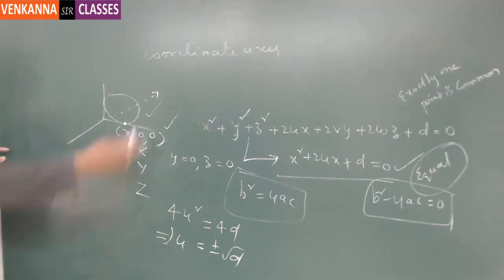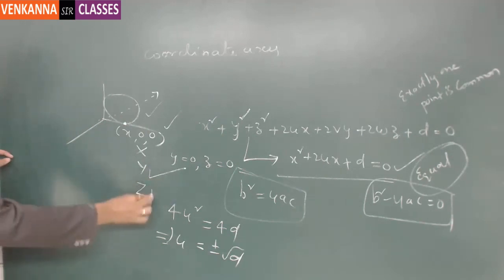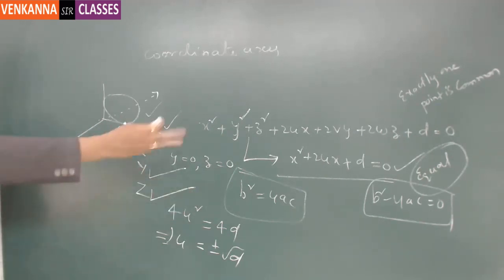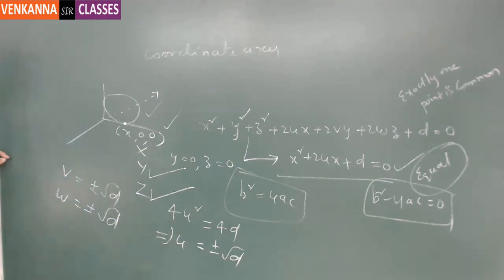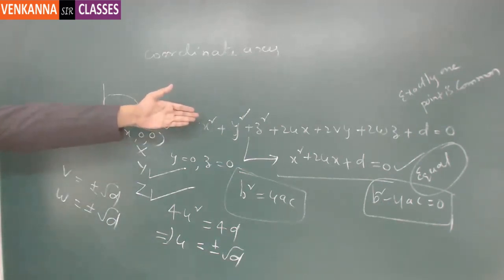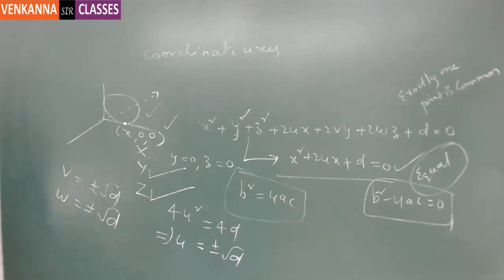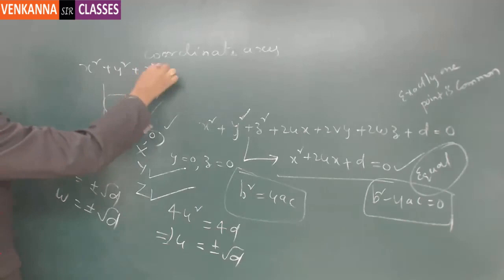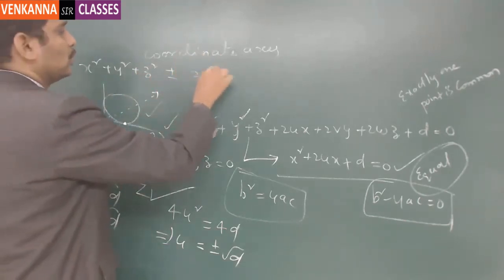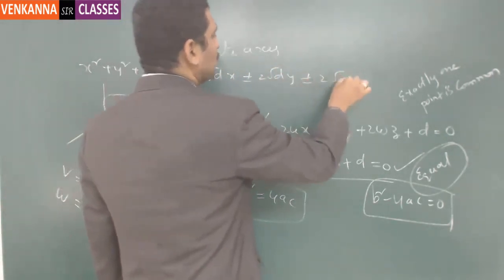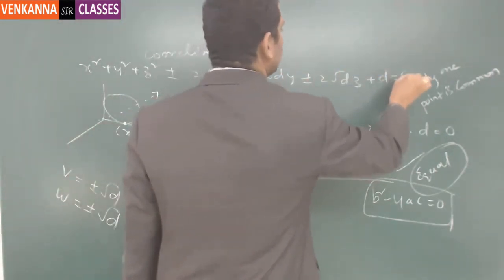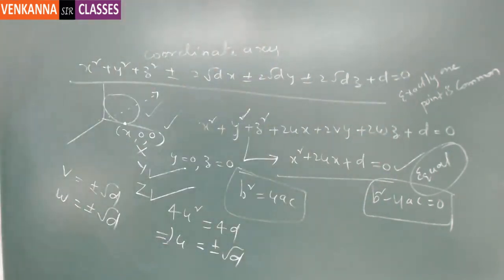Similarly, the sphere touches the y-axis, the sphere touches the z-axis. Using the same technique, you will get v is equal to plus or minus root d and w is equal to plus or minus root d. So substituting the values there, you will get the required sphere equation. It is x square plus y square plus z square plus or minus 2 root d x plus or minus 2 root d y plus or minus 2 root d z plus d is equal to 0. This is our required sphere equation.